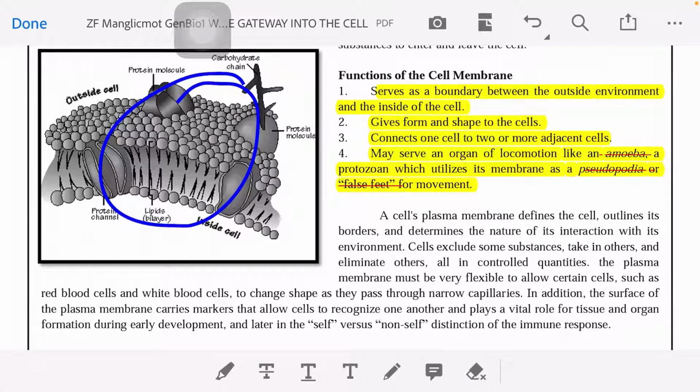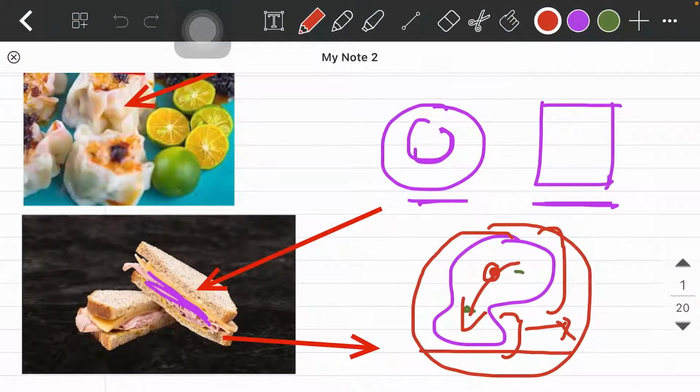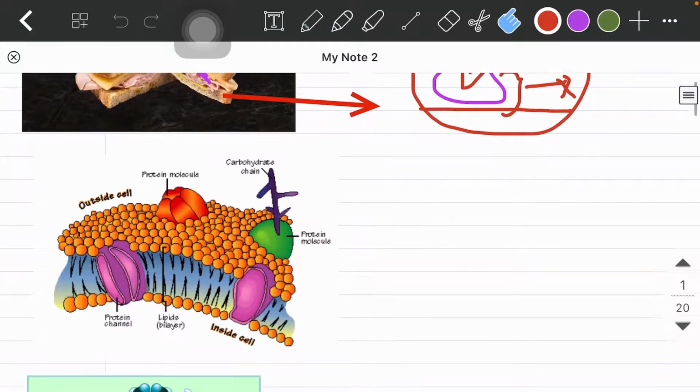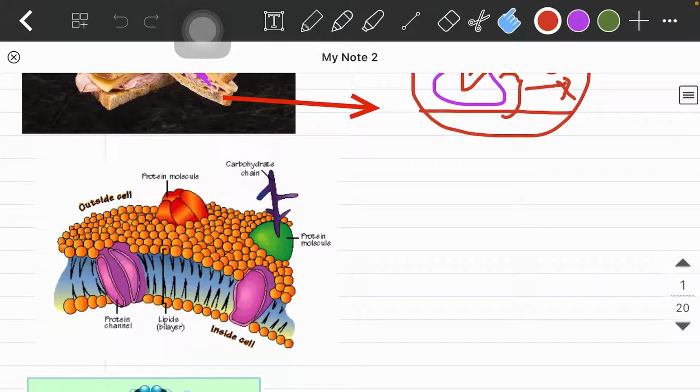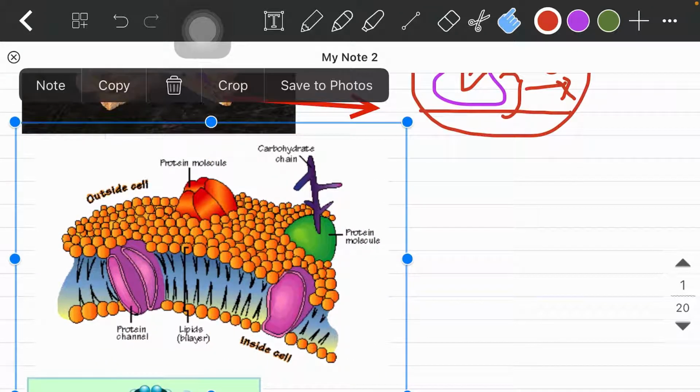Okay? So, next is, a cell's plasma membrane defines the cell, of course. So, outlines its borders and determines the nature of its interaction with its environment. Cells exclude some substances, take in others, eliminate others. So, let's go back to the photo of the cell membrane. So, ito yung pinaka-cell membrane. So, ginawa ko yung colored para mas makita natin na maganda. Okay? So, a cell membrane is double layer of phospholipids.